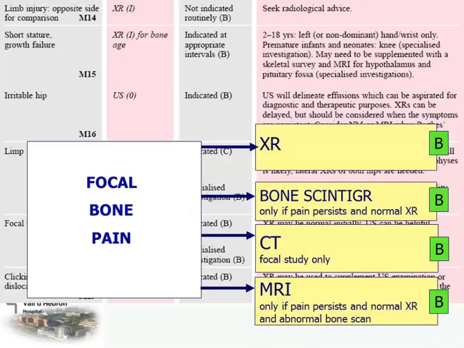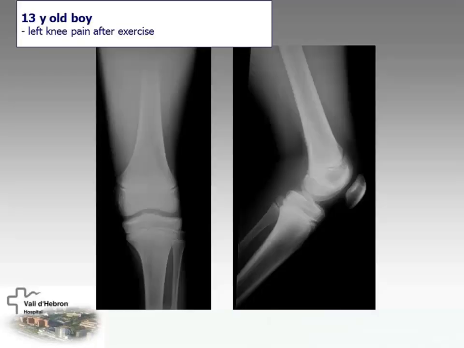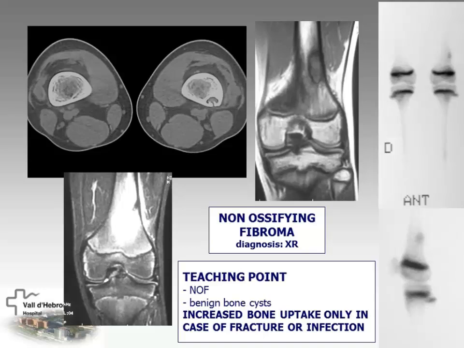What about the focal bone pain? This is a 13-year-old boy with leg and knee pain after exercise. And these are the images. What do you see? You can see very well on the magnetic resonance that there is a lesion here with a mild uptake on the bone scan, and the diagnosis was non-ossifying fibroma.